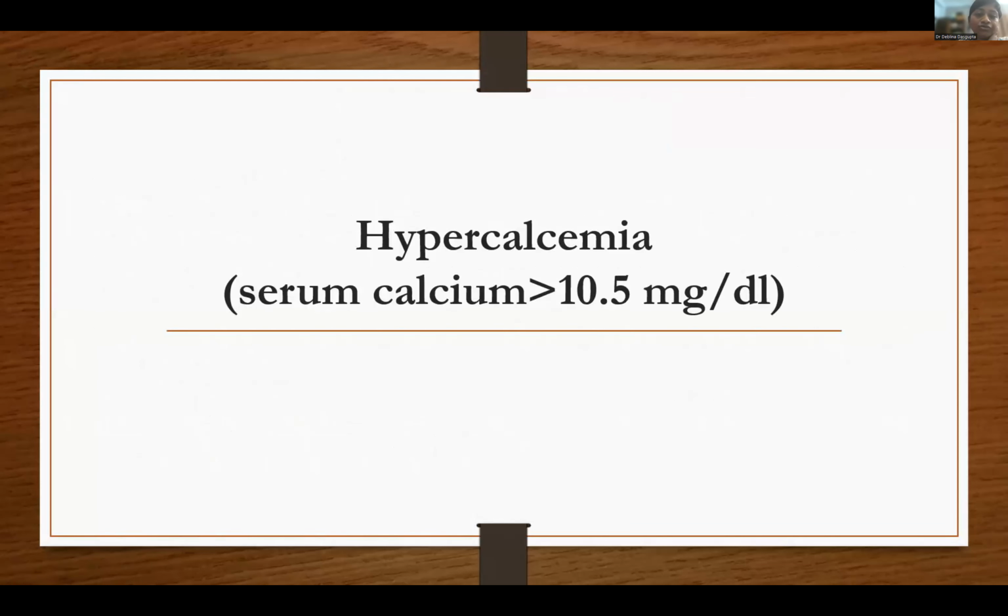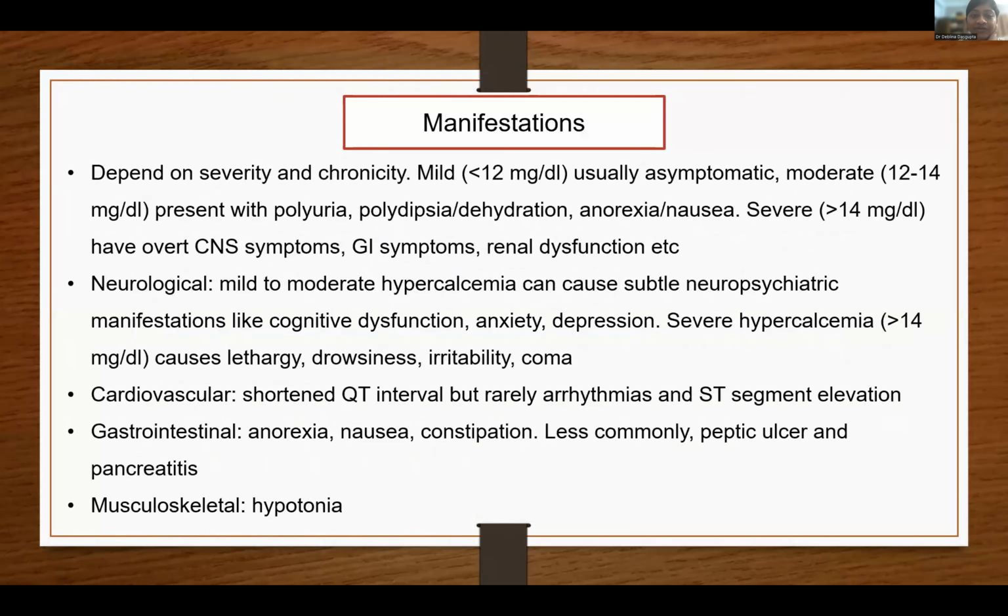So now moving on to hypercalcemia. I'm sorry, I'm moving very fast because there's not much time and the topic is a bit complex. So we call it hypercalcemia if the serum calcium is more than 10.5 mg per dl. Now, what can be the manifestations of hypercalcemia? When do you suspect?